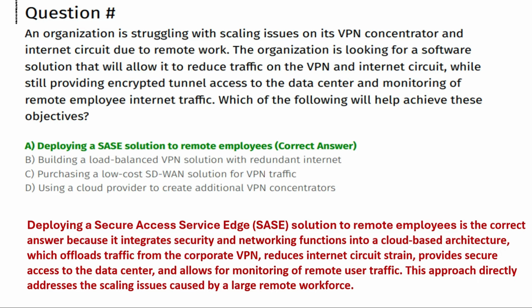So let's check the explanation for this answer. Deploying a secure access service edge solution to remote employees is the correct answer because it integrates security and networking functions into a cloud-based architecture, which offloads traffic from the corporate VPN, reduces internet circuit strain, provides secure access to the data center, and allows for monitoring of remote user traffic. This approach directly addresses the scaling issues caused by a large remote workforce. So that's why the correct answer for this question is option A, deploying a SASE solution to remote employees. So let's move to the next question.